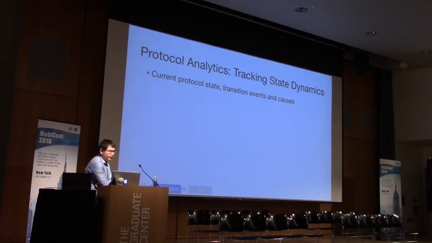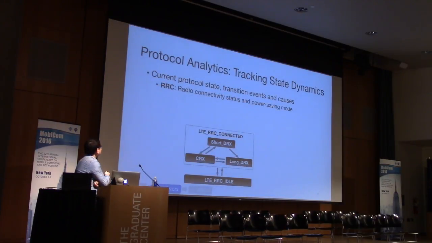The first task is to track each protocol's device-side state dynamics. This includes the current protocol state, the state transition events, and why the state transition happens. For example, for radio resource control, this basically means we would know the radio connectivity status between the mobile device and base station, and whether the phone would enter the power saving mode or not. Here we show the state machines of this power saving mode and the connection status. For mobility management, this basically means the registration status to the mobile network, and for data session management protocols, this basically means data session activity and the request status.